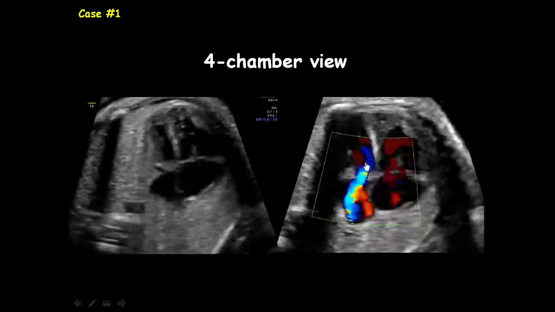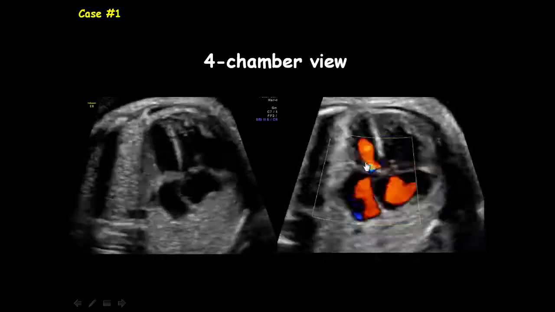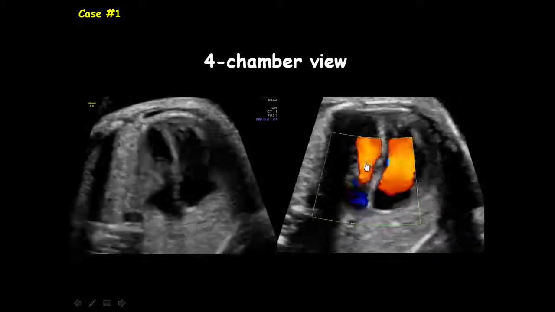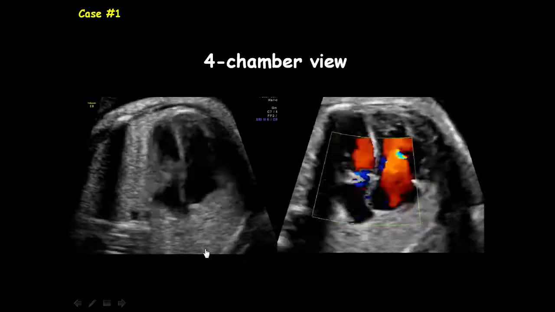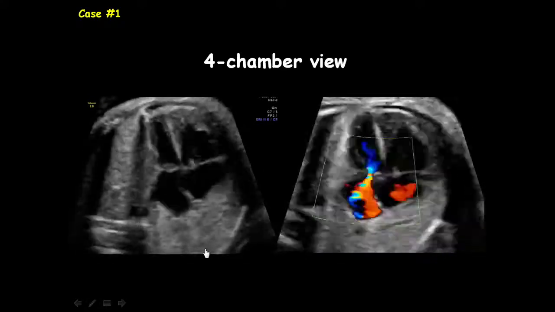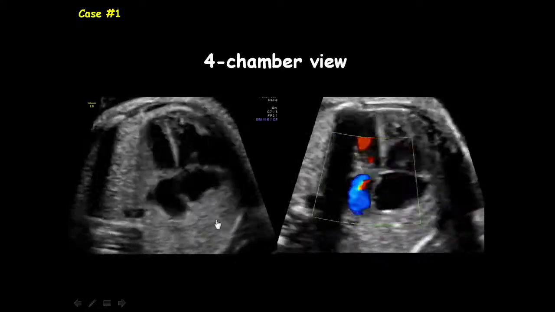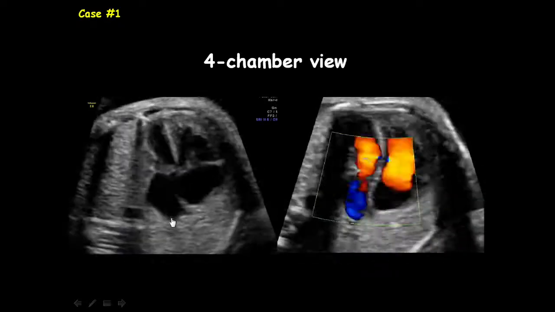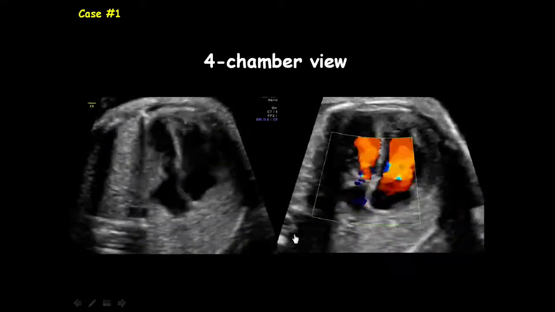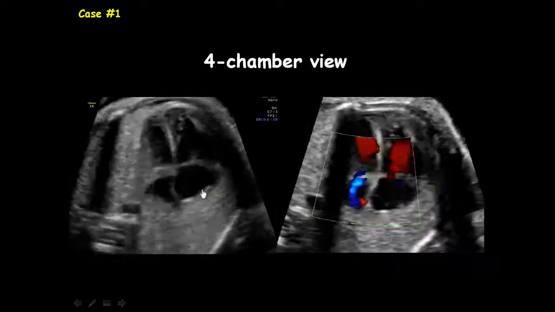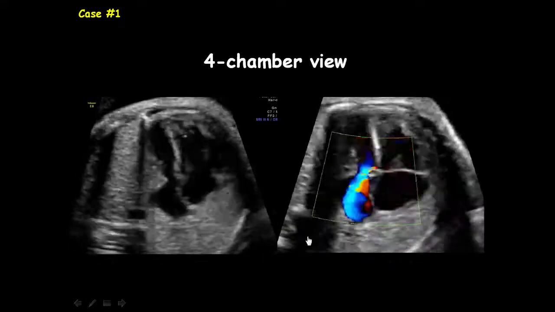In case number 1, we have the four-chamber view here. You may ask why I included this case in a presentation about coarctation. Here we have no evidence of narrowing of the left side of the heart, and the heart is actually overall enlarged. But we will see how the diagnosis can be made in this case.